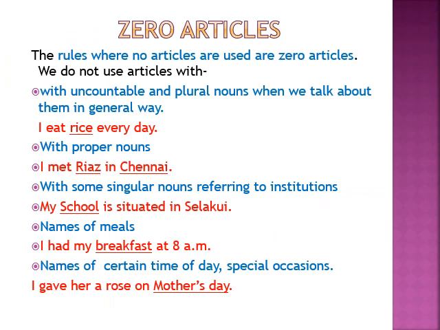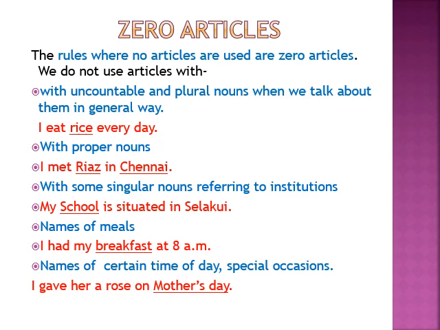Now we'll study about zero articles. Now what are zero articles? We have never studied about zero articles. So let's study about zero articles. The rules or the words where no articles are used are zero articles. So there are some words before which we don't use articles. Now let's study about those words.